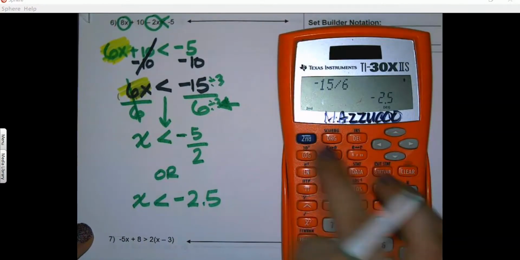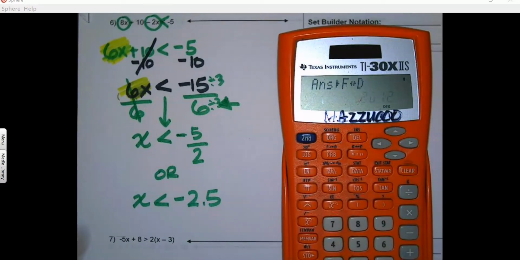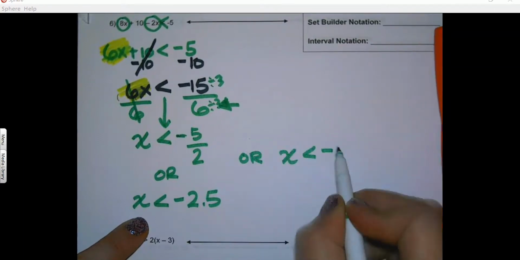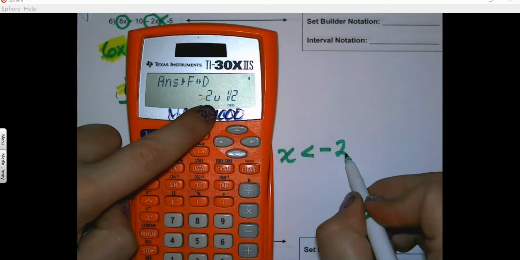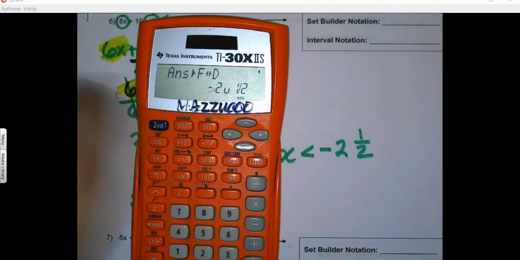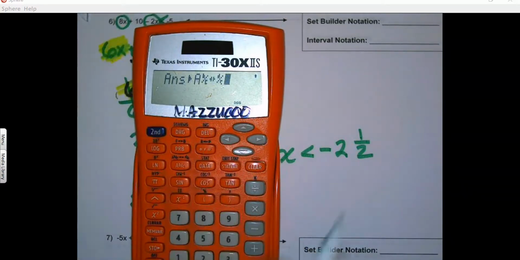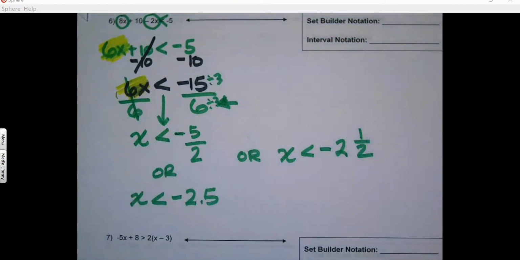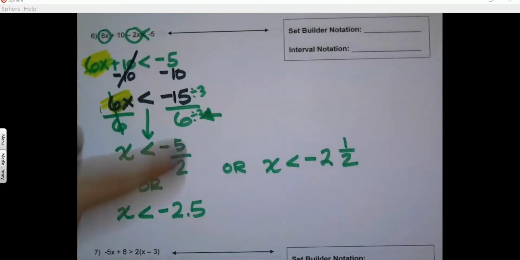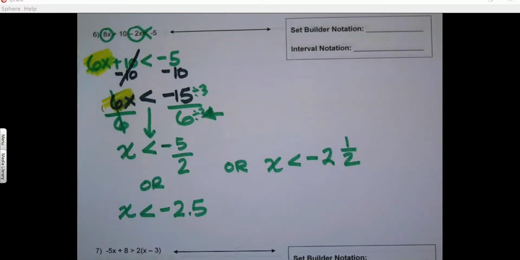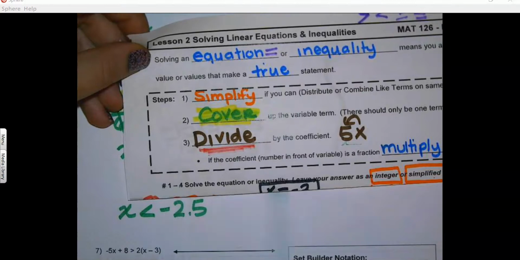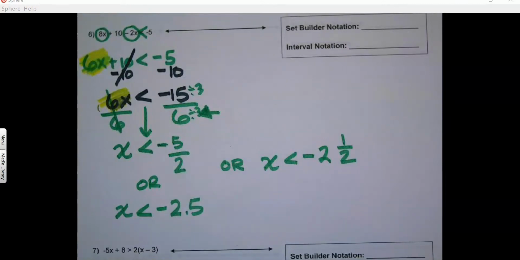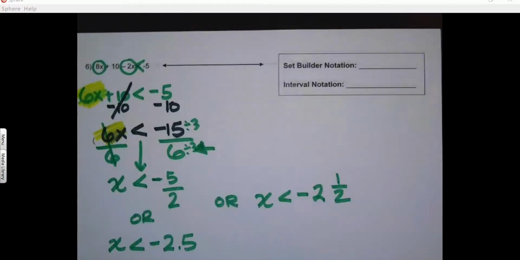If I want to change it to a fraction, second FD. So this is the mixed number version. So it's negative 2 space 1/2. So negative 2.5. And then if I click second ABC, there's that version. So this has 3 different ways to write the answer: the mixed number version, improper version, decimal version. So the directions in the notes said only 1 through 4 had to be integers or fractions. So since it didn't say, either of these would be excellent solutions.